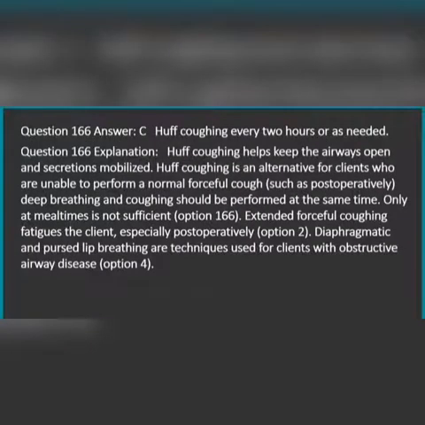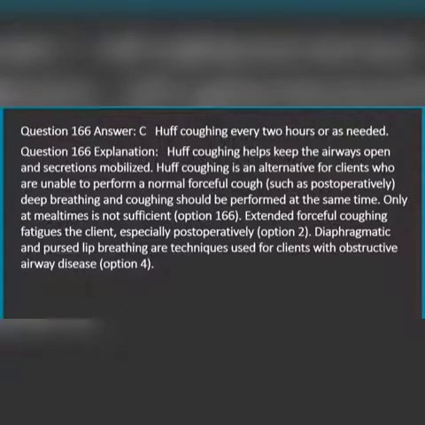Question 166. Answer: C. Huff coughing every 2 hours or as needed. Explanation: Huff coughing helps keep the airways open and secretions mobilized. Huff coughing is an alternative for clients who are unable to perform a normal forceful cough, such as postoperatively. Deep breathing and coughing should be performed at the same time. Only at mealtimes is not sufficient.